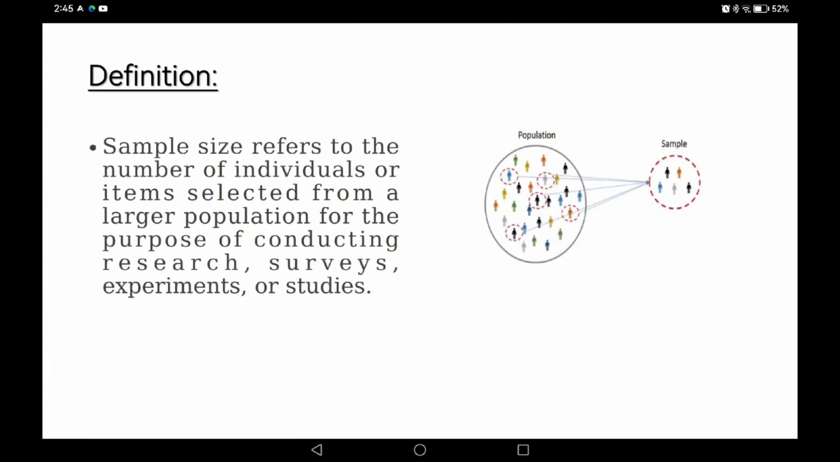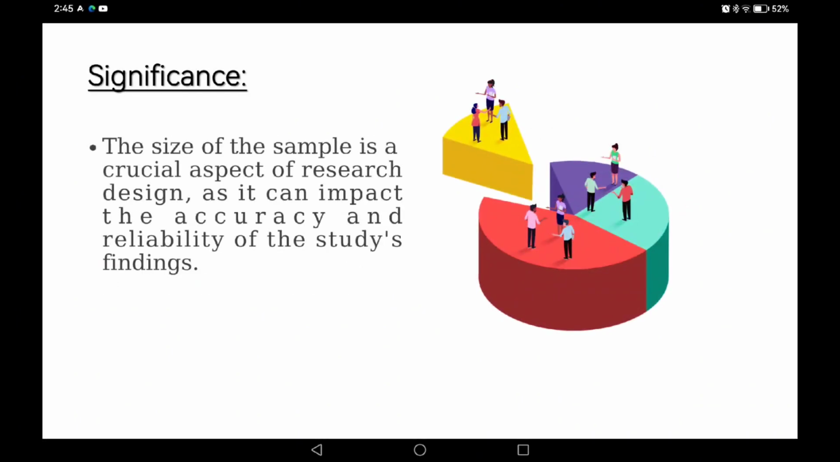Sample size refers to the number of individuals or observations included in a research study or survey. It's a critical aspect of research design because it can impact the validity and reliability of a study's results. The significance of sample size lies in its influence on the reliability, validity, and generalizability of research findings. Researchers must carefully consider and justify the sample size they choose based on the specific objectives and constraints of their study.